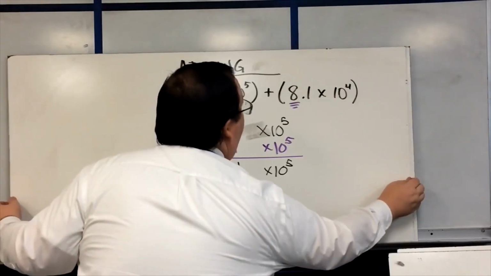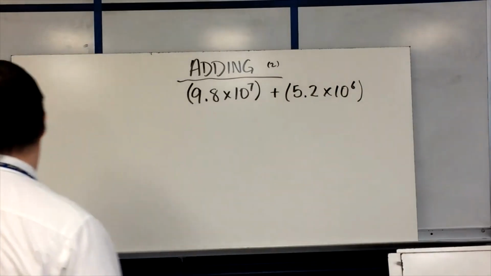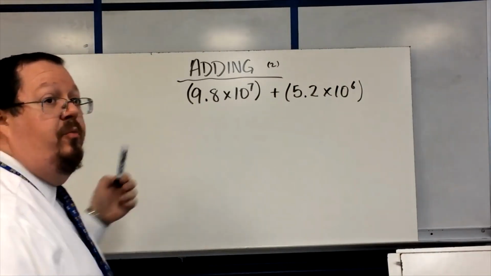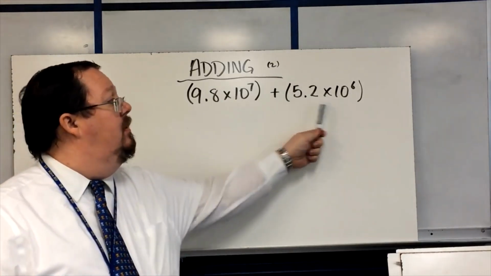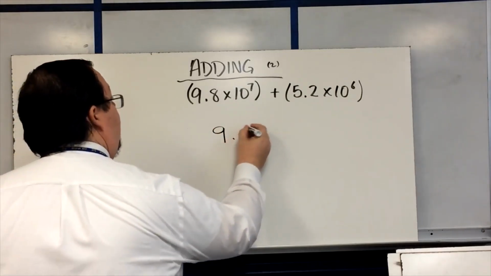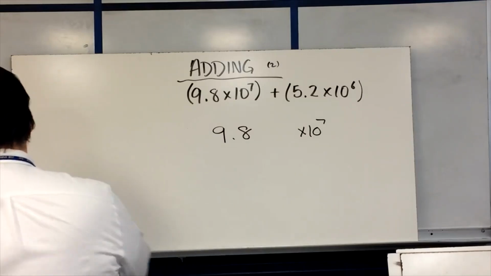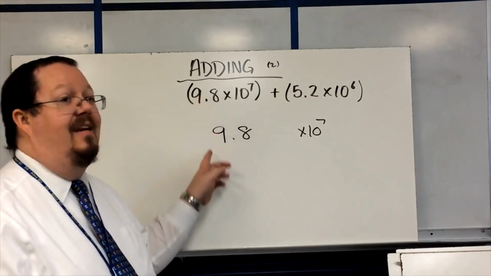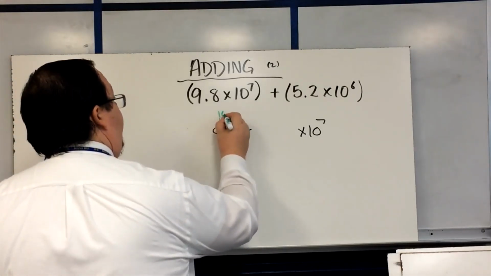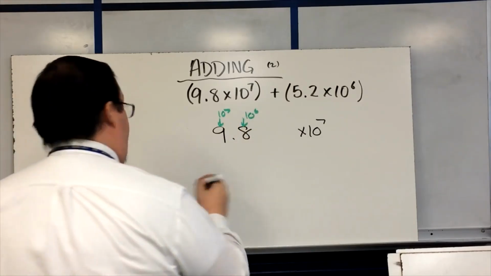A trickier example, but the same idea. Which number's bigger? 10 to the 7th is bigger. Leave a little room. What place is the 9 in? It's in the 10 to the 7s. The 8 is in the 10 to the 6s.